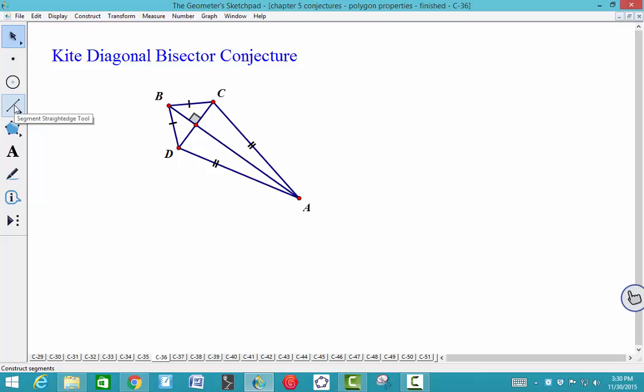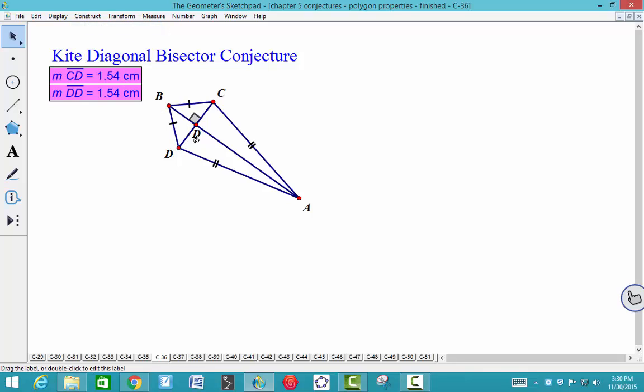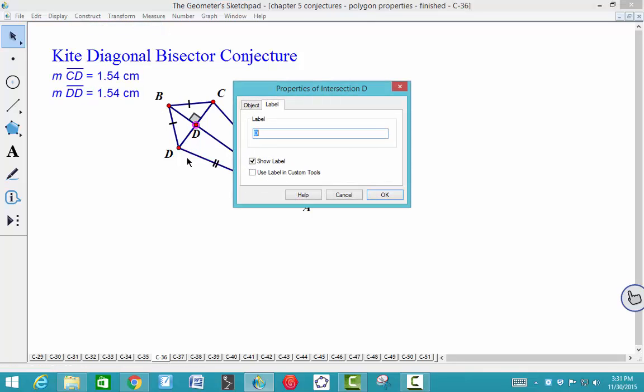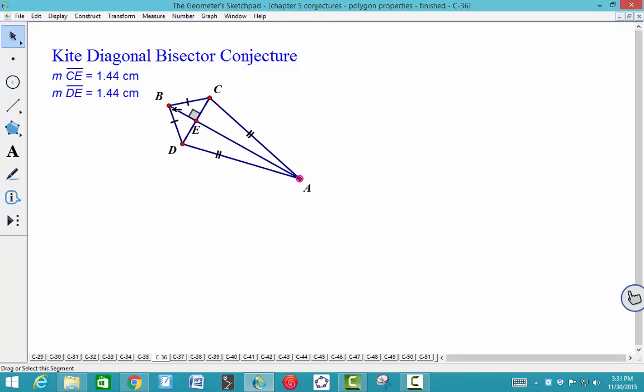To do that, we're going to have to draw two new segments. So we're going to draw a segment from D to the center and C to the center here. And what we can do is select both of those and measure those lengths. Let's go ahead and change that to E. So you can see here that the length of segment DE is congruent to the length of segment CE. In other words, the diagonal connecting the vertex angles is the perpendicular bisector of the diagonal connecting the non-vertex angles.